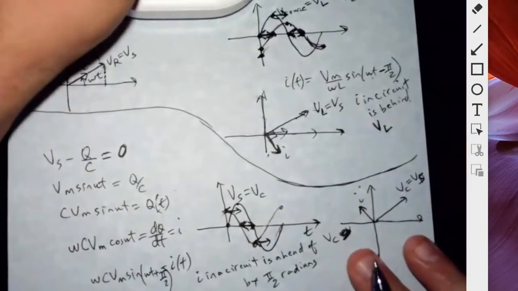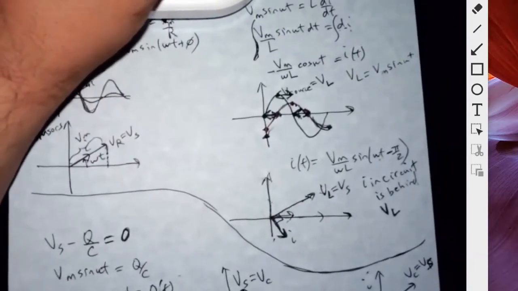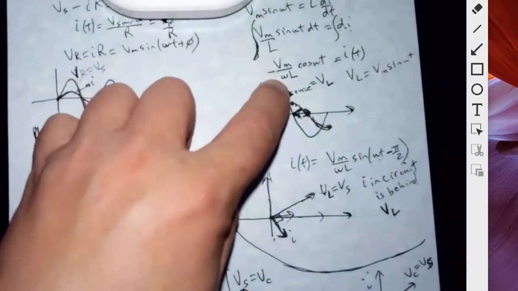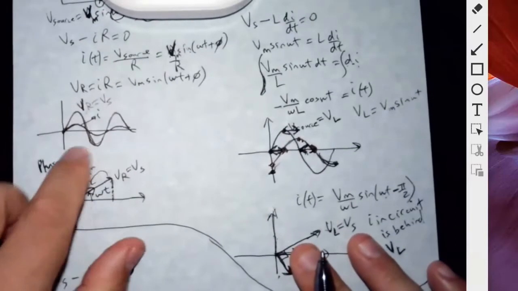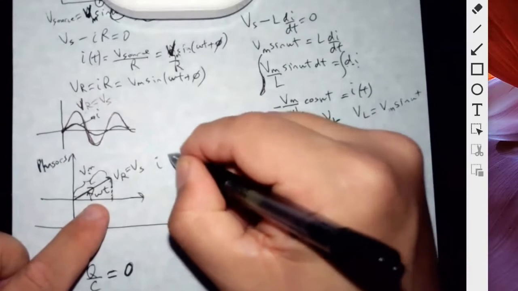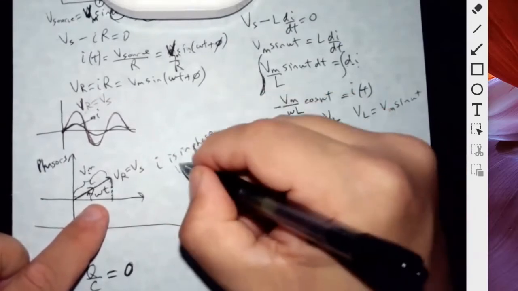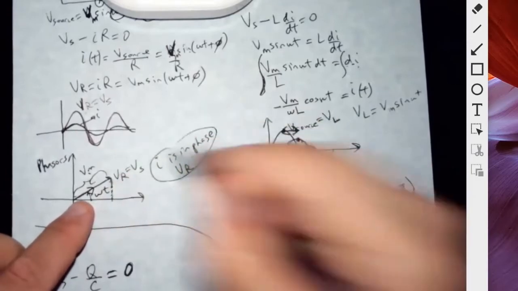Okay, so the other thing that we could conclude from this also is, let's see here. Oh, the current, by the way, in a resistor, we can say the current is in phase with the voltage of the resistors. You see, they're both doing the same thing.